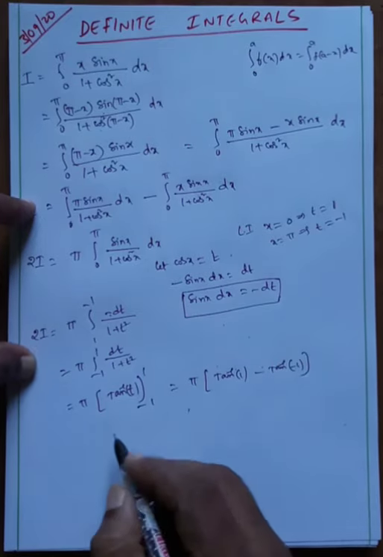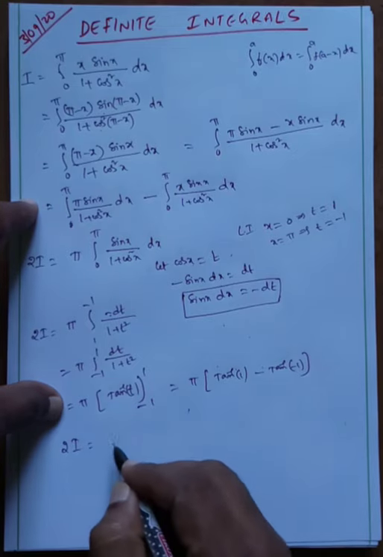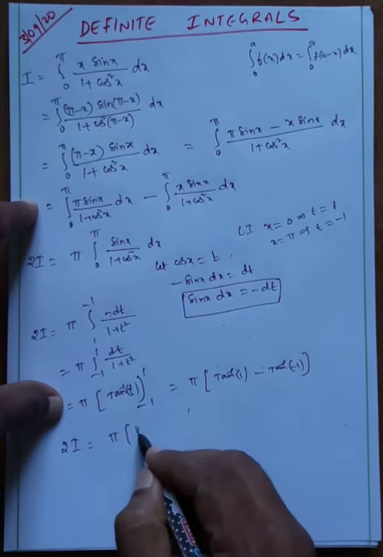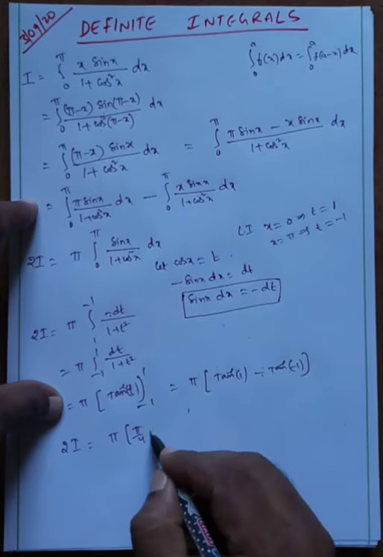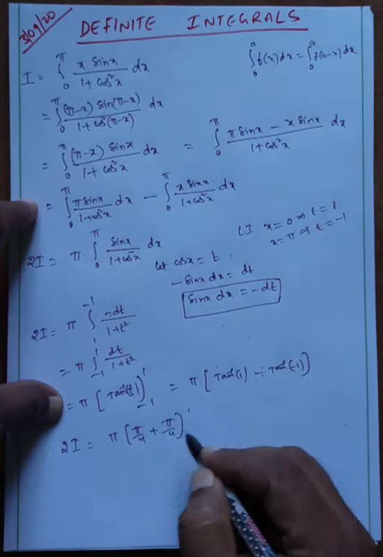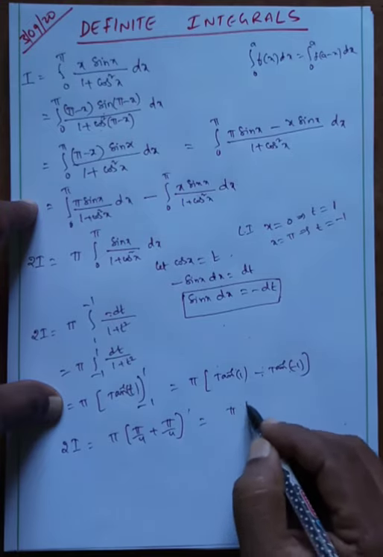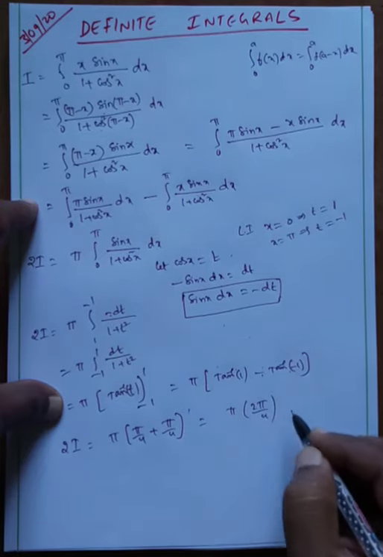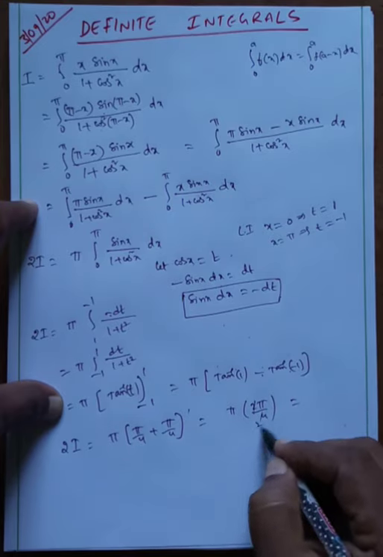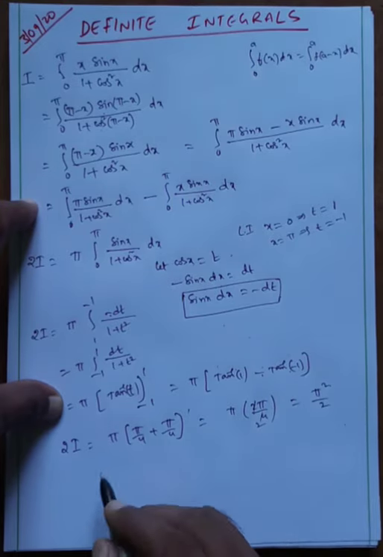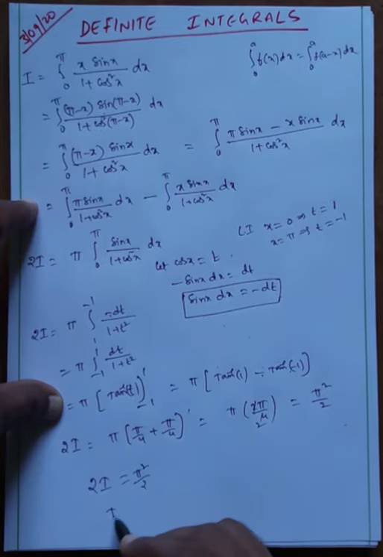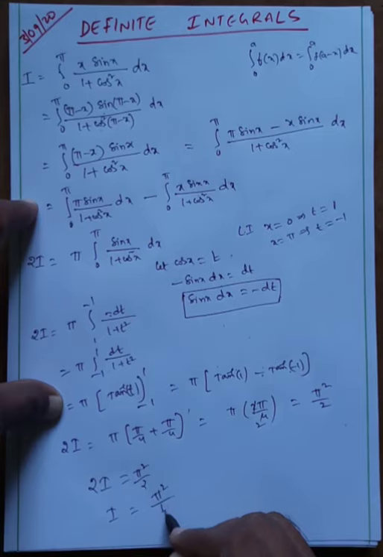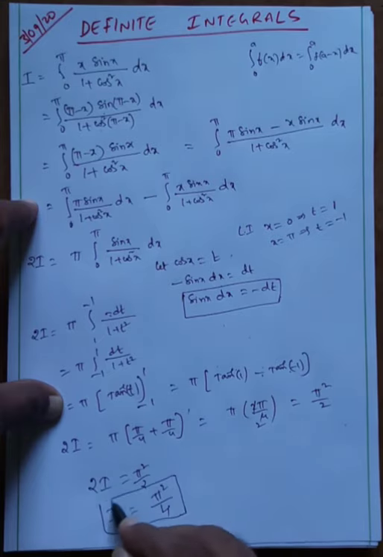Therefore 2I is equal to pi into tan inverse of 1, which means pi by 4, minus tan inverse of minus 1. Tan inverse of minus x is minus tan inverse x, that is already minus, which means plus pi by 4. That is equal to pi into 2 pi by 4, that is pi square by 2. Therefore 2I is equal to pi square by 2, therefore I is equal to pi square by 4. Very important problem, my dear students.